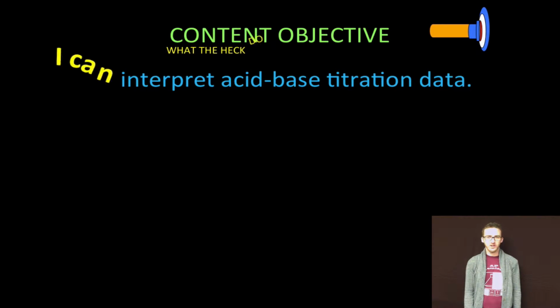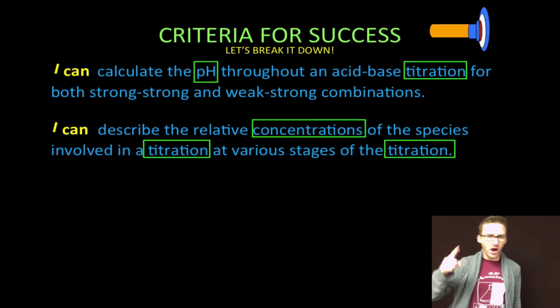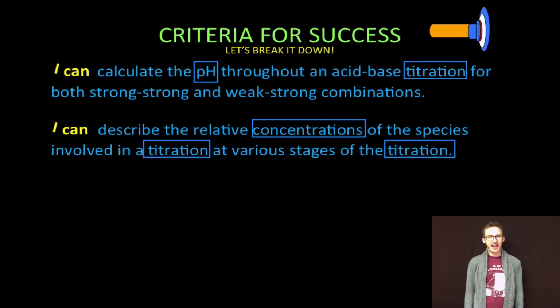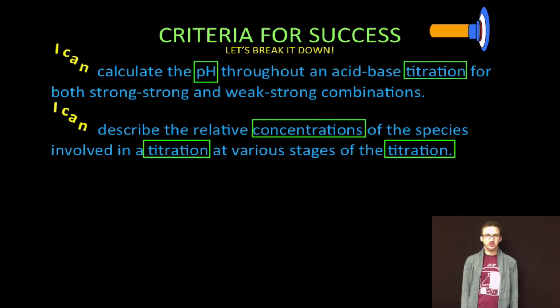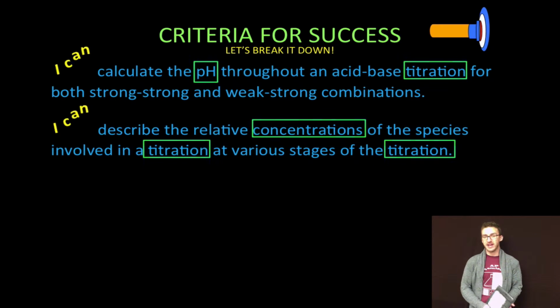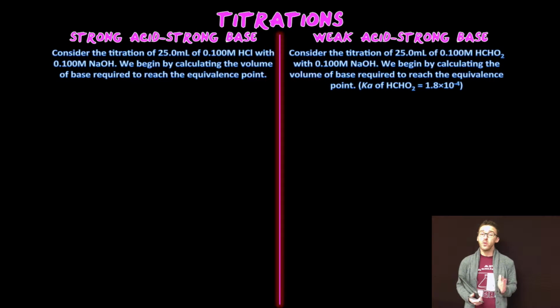In this vid, we are going to interpret acid-base titration data. Two things we're going to do. One, we're going to calculate the pH through an acid-base titration for both strong and weak-strong combinations. Two, we're going to describe the relative concentrations of the species involved in a titration at various stages of the titration. Alright, so in this video, I'm going to walk you through how to calculate the pH throughout a titration.